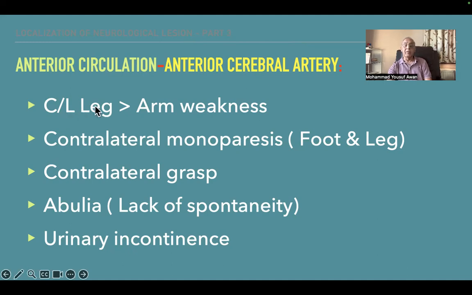If just the anterior cerebral artery is involved, then the neurological sign will be weakness of the contralateral leg, which is affected more than the arm. The weakness in the contralateral leg, or a contralateral monoparesis of the leg, could be the presentation. Contralateral grasp, a frontal lobe sign, will usually be apparent.